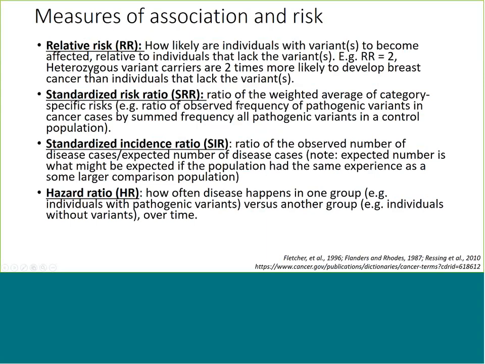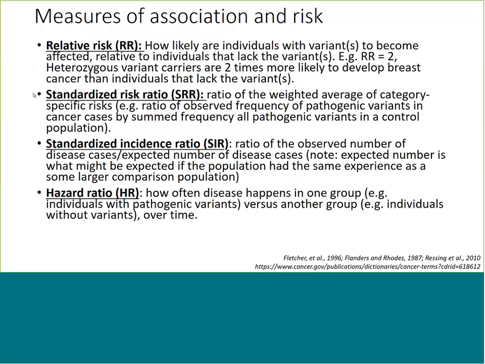Standardized risk ratios are ratios of the weighted average of category-specific risks. And so this is essentially, for instance, looking at a ratio of the observed frequency of pathogenic variants in cancer cases divided by the summed frequency of all pathogenic variants in the control population. We've seen this in a recent study we looked at for ovarian cancer.